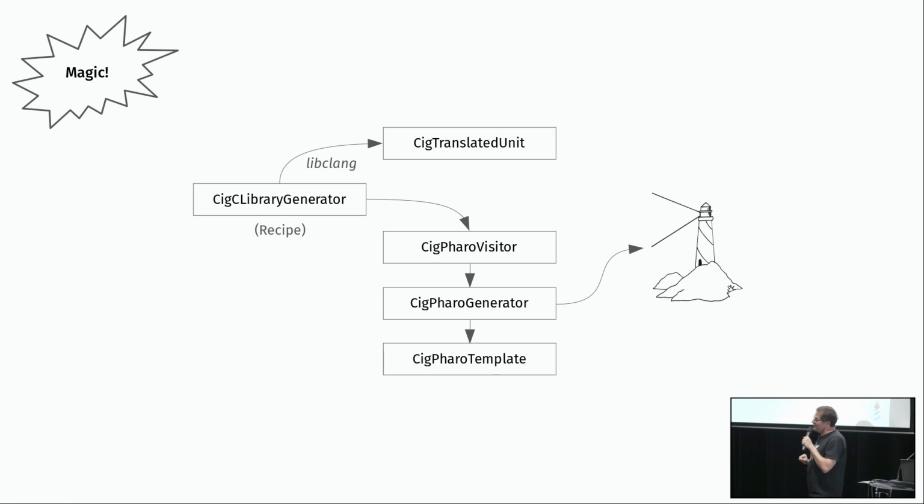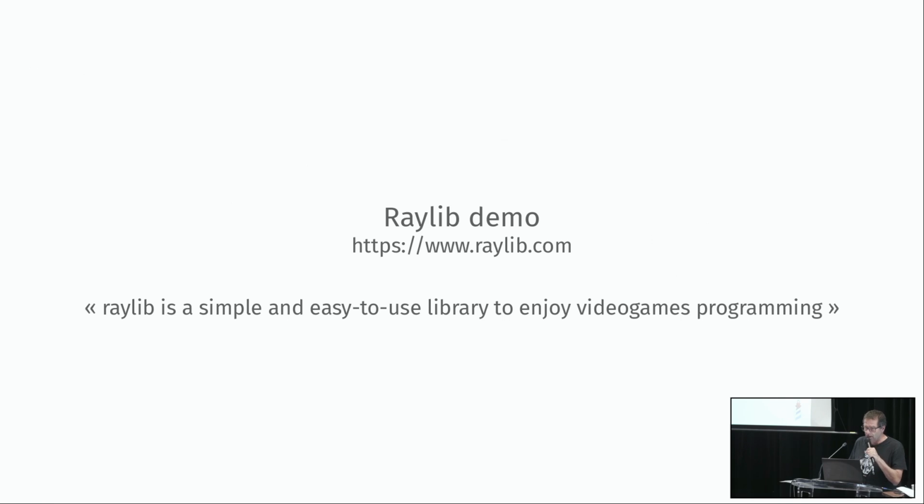So it's a recipe. And we use libclang to create a translation unit inside Pharo, and with that we pass through a Pharo visitor that uses generators, that uses templates to generate a lot of things in Pharo that we are going to see. So how does the code work?